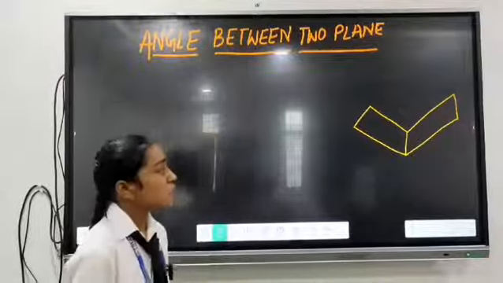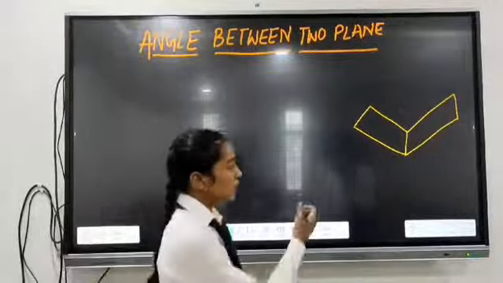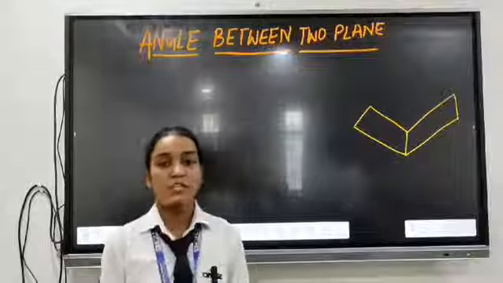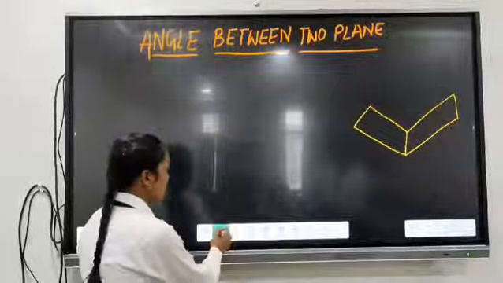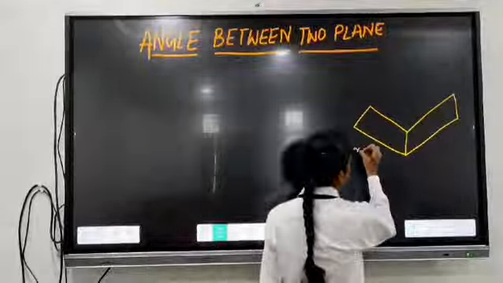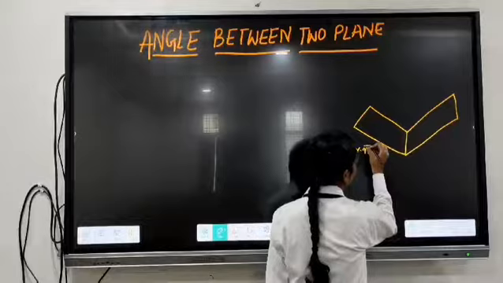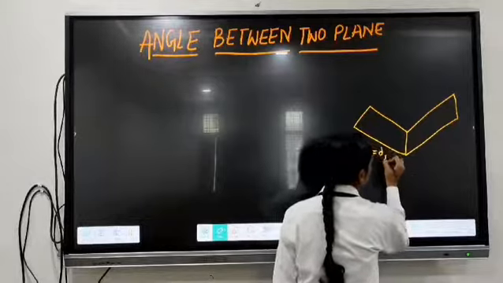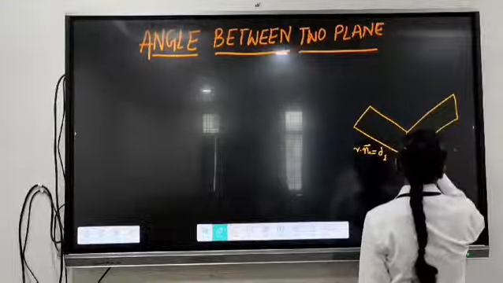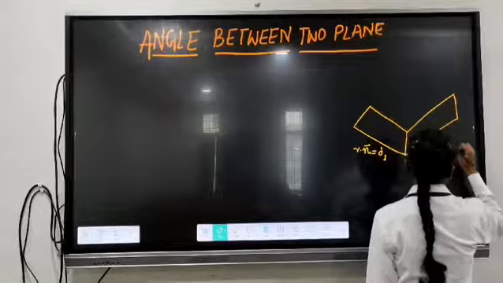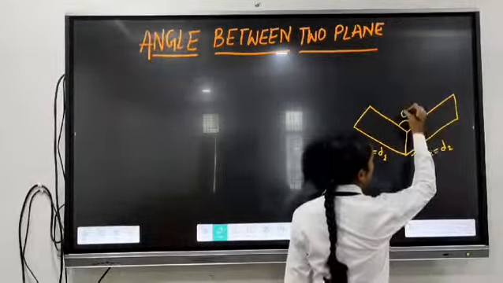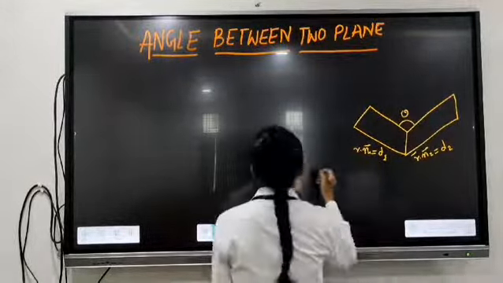So as we all know, the equation of a plane in the Cartesian form is ax plus by plus cz plus d equals 0. Similarly, the equation of a plane in the vector form is r dot n1 equals d1, r dot n2 equals d2. Let's suppose the angle between the two planes is theta.